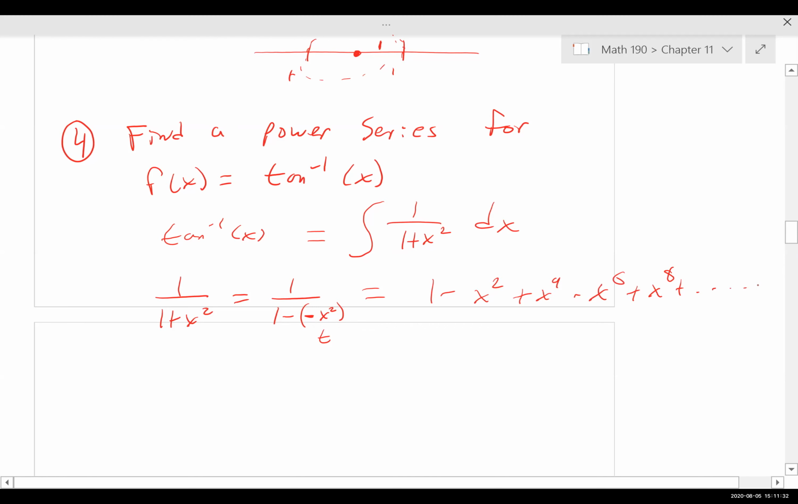And what do we want to do? We want to take the integral of this thing, dx, because that's going to give me my inverse tangent, right? That's the inverse tangent. Pretty slick the way that this works. Okay, dx.